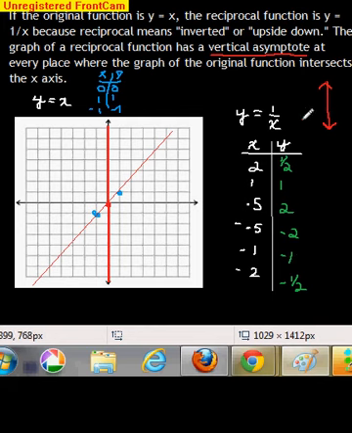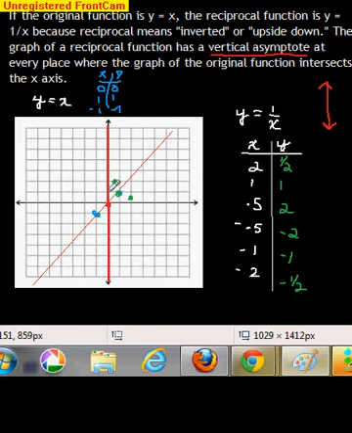Okay, hopefully this is enough to show you. The asymptote, what's going to happen is the graph always approaches the asymptote. It's going to get closer and closer and closer to it, but it will never touch it. So let's just see what these points look like. 2, 1/2. 1, 1. 0.5, 2.